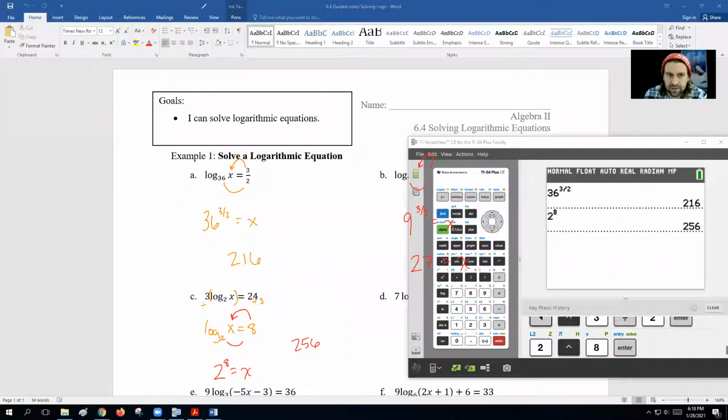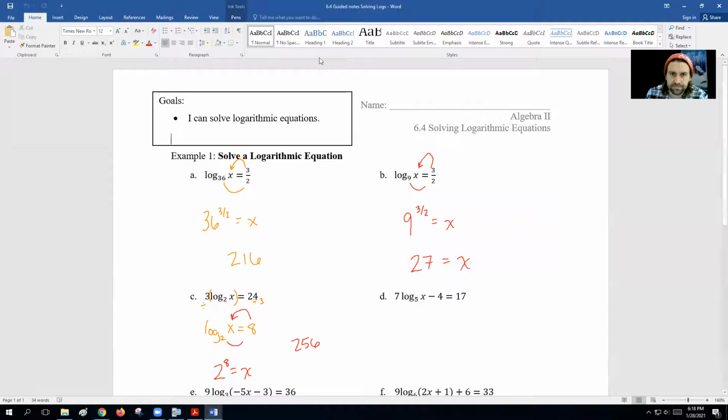Why don't you go ahead, pause the video now, and see if you can do problem D on your own. All right, problem D is a little bit different because we have this minus 4 here. Just like if this was 7x minus 4, we would add 4 over first. So we get 7 log base 5 of x is equal to 21. Then we divide by 7 to get the log by itself. So log base 5 of x is equal to 3.